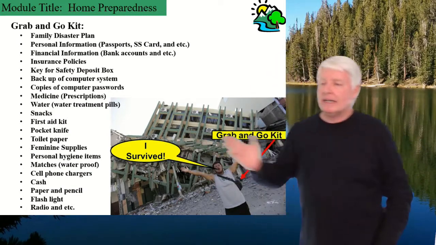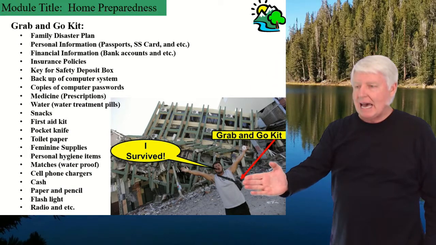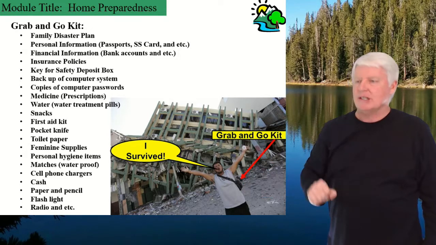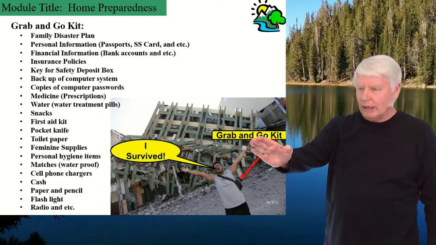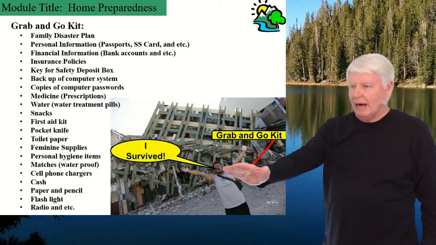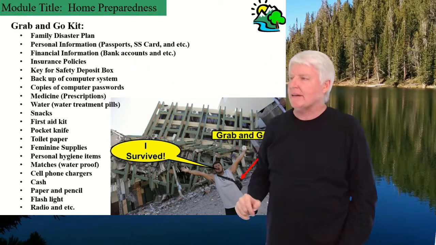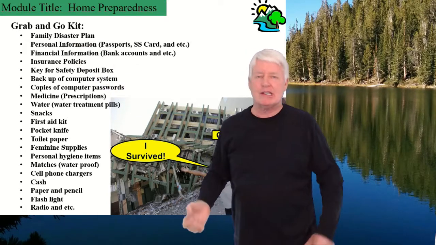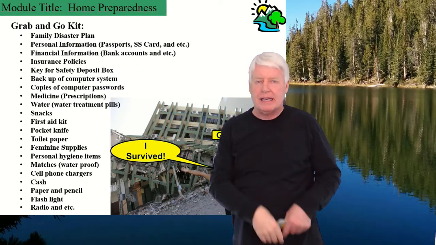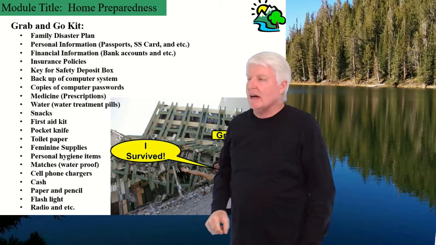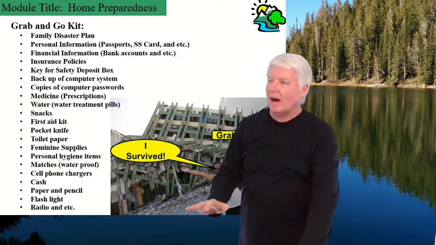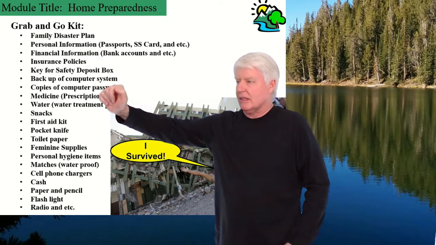Now, the grab and go kit. Notice this guy has the grab and go kit attached to his side. Yes, he has the toilet paper also. He's very proud of that. But let's go through the grab and go kit. What does he have in there? Well, your family disaster plan should be in there, a hard copy, so you can pull it out and see all the phone numbers, where you're supposed to meet, all that. That doesn't take up much space, does it?